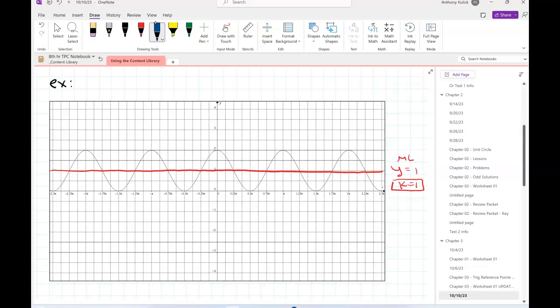What's the amplitude going to be? So the amplitude is here. Again, that's 1 unit. So a should be plus or minus 1.